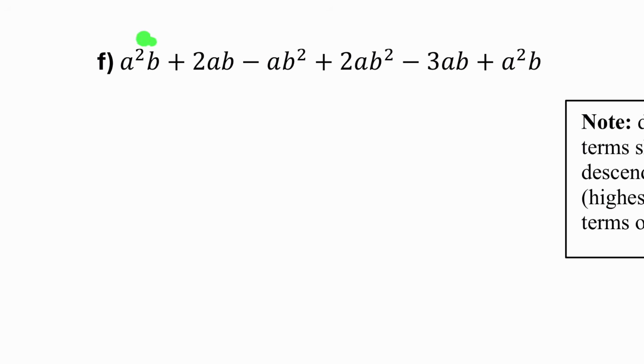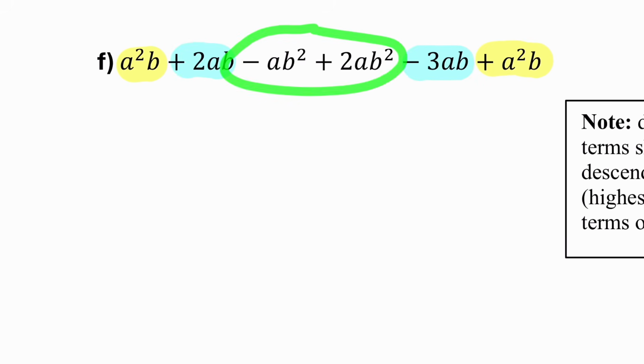And then moving on to part F, let's start by looking for any like terms that we have. I see an a squared b plus another a squared b. Those are like terms. They both have an a to the power of 2 and a b to the power of 1. I have a 2ab and a negative 3ab. Those are like terms. They both have an a to the 1 and a b to the 1. And then the middle two terms are also like terms as well. They both have an a to the 1 and a b to the power of 2. So I'll rewrite this with the like terms beside each other.